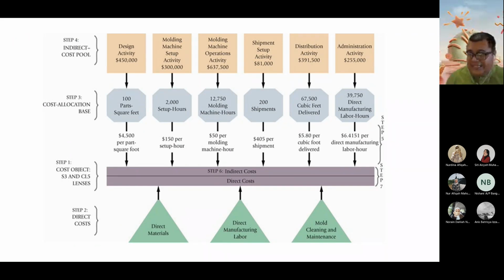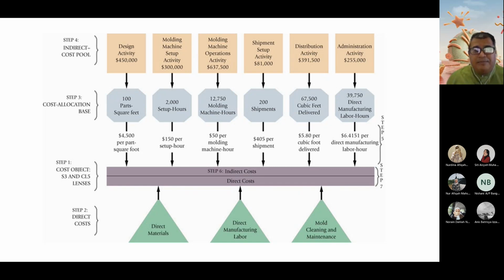Okay, design activity they allocate 450,000. Molding machine setup activity they allocate 300k. Molding machine operation activity 637.5k. Shipment setup activity 81k. Distribution activity 391.5k, and last administration activity 255k. So dia pun buatlah dia punya allocation base.